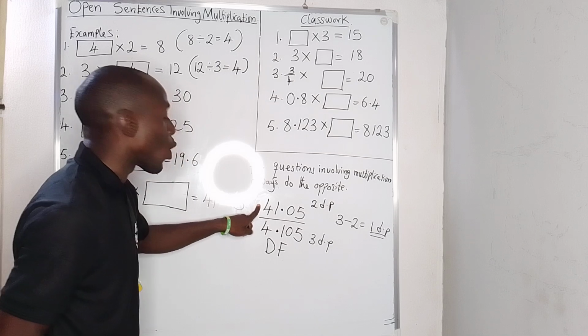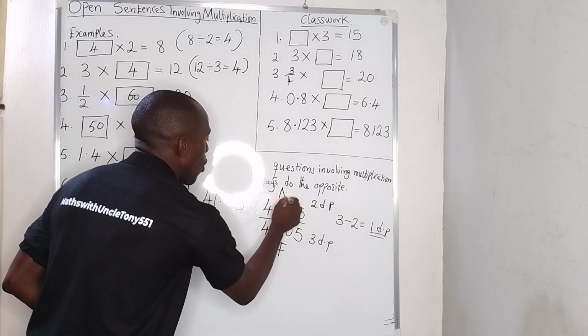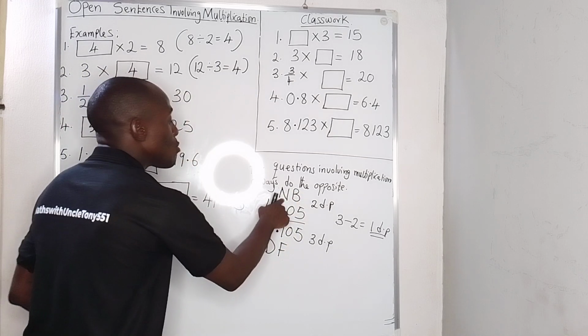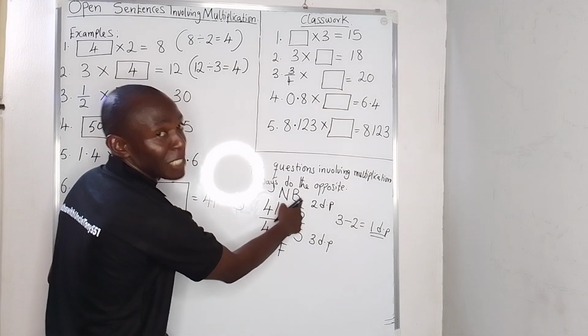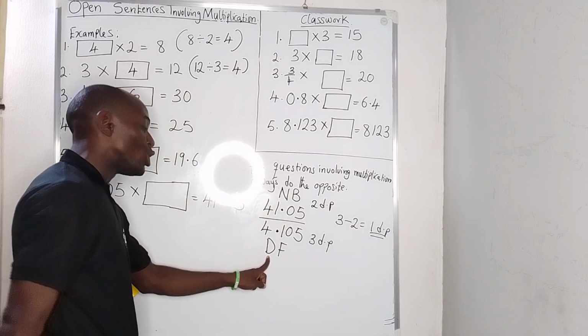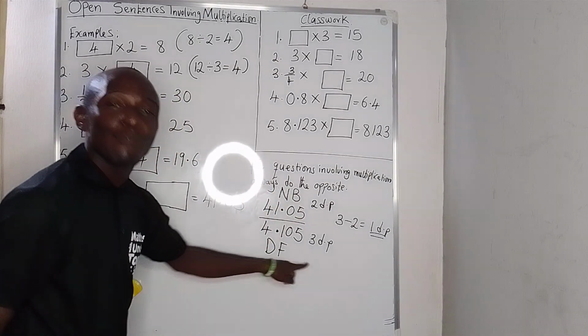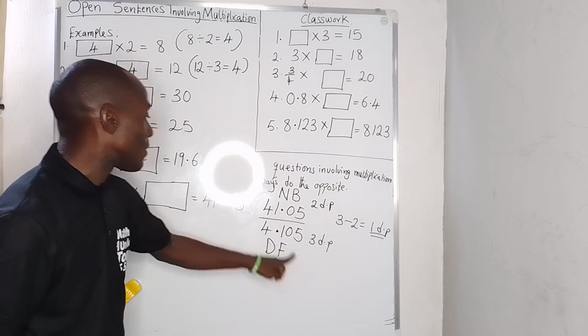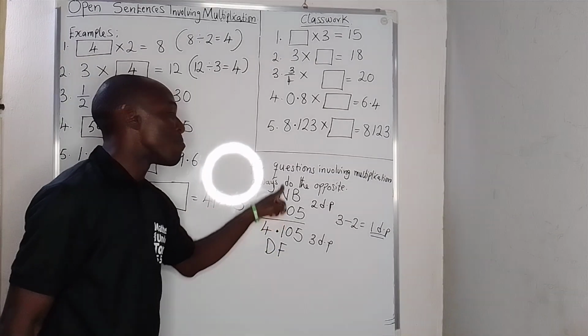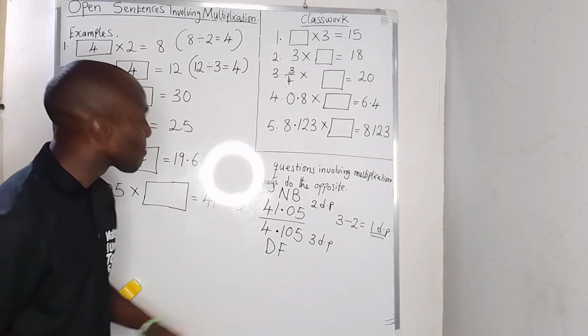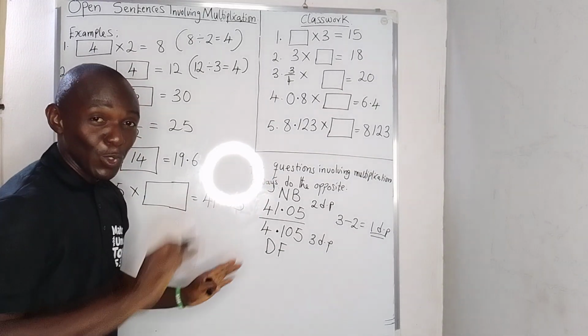But if the numerator is bigger, it is backward. NB: Numerator is bigger, B is backward. Denominator is bigger, move forward. If numerator is bigger, move the decimal point backward. Okay, this is just the code for you to know.